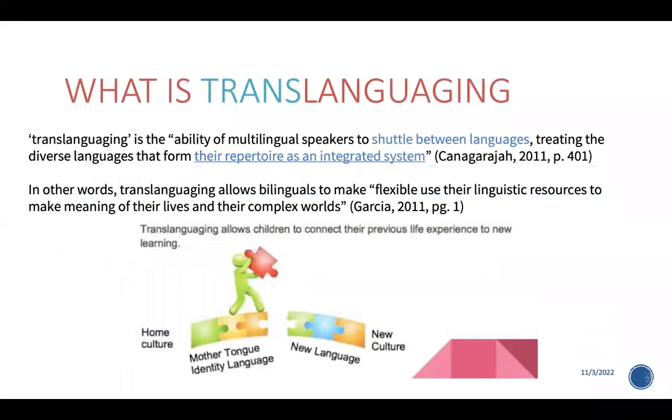Okay, so what is translanguaging? It's the ability of multilingual speakers to shuttle between languages. It's this fluid shuttling, as García termed it in her definition. So it's treating the diverse languages that form their repertoire as an integrated system. In other words, translanguaging allows bilinguals to make flexible use of their linguistic resources to make meaning of their lives and their complex worlds.